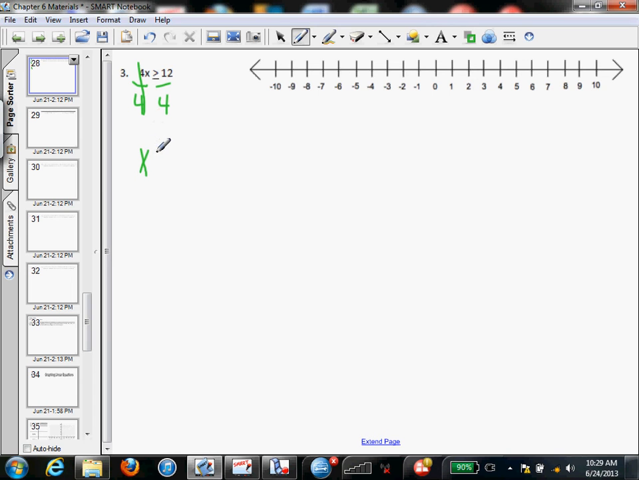The 4's will cancel out on the left side, leaving you with just x. Now with our rule of inequality, anytime you divide by a negative value across the inequality, you have to swap the signs. Since we're dividing by a positive, we do not have to change the sign. In fact, we do not want to. So we just leave the sign of the inequality facing its direction the way it is. So we have 12 divided by 4, or just 3. So x is greater than or equal to 3.